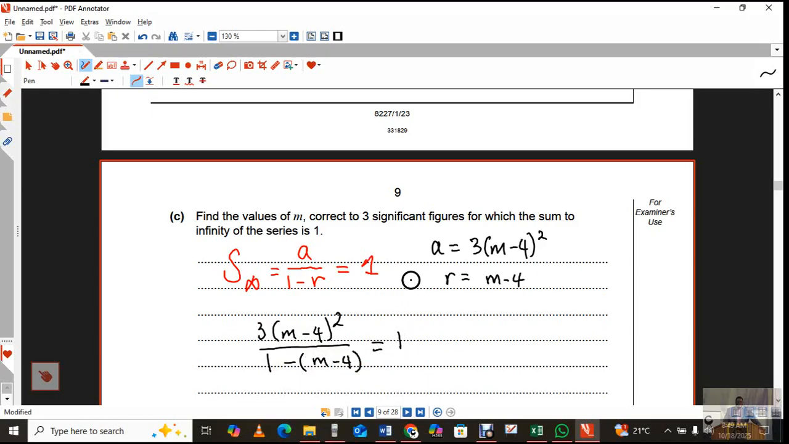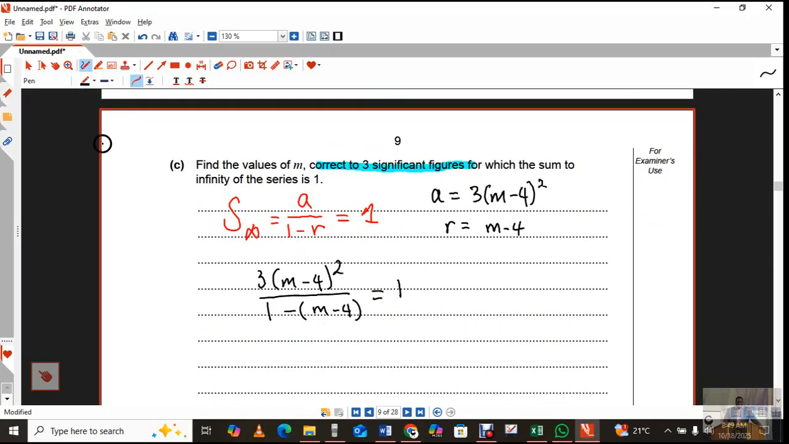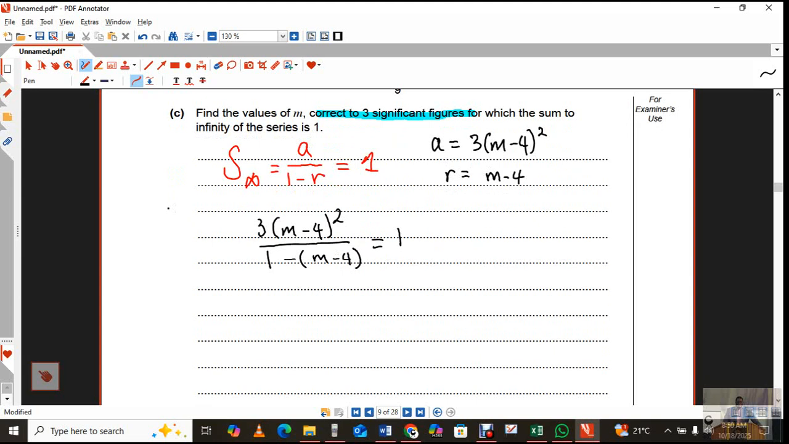Then they also say we should give our answers to 3 significant figures, which must imply that this becomes something like a quadratic equation, and then I have to use the quadratic equation formula in order to find the missing values. Very important that you take that into account.